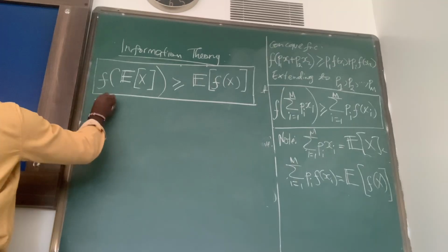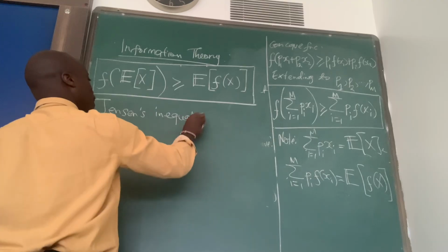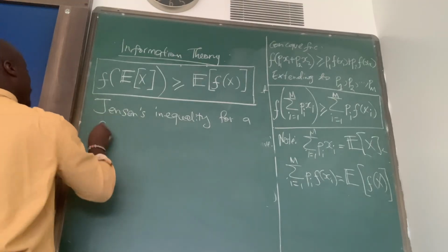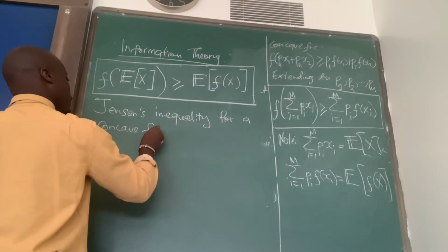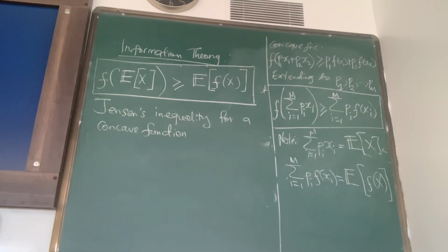We call these Jensen's inequality for a concave function. So I'll give you a 3 marks question and tell you to prove Jensen's inequality for a concave function. Now, if it was a convex function, you just change the direction of the inequality. So the inequality is reversed for a convex function.